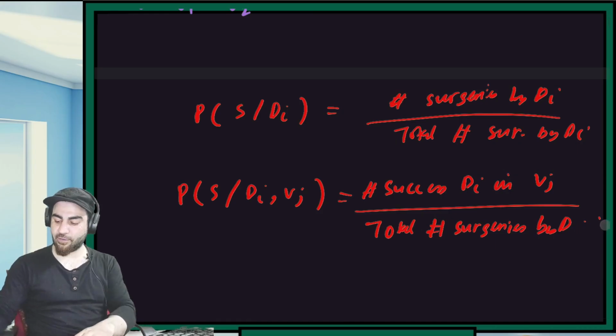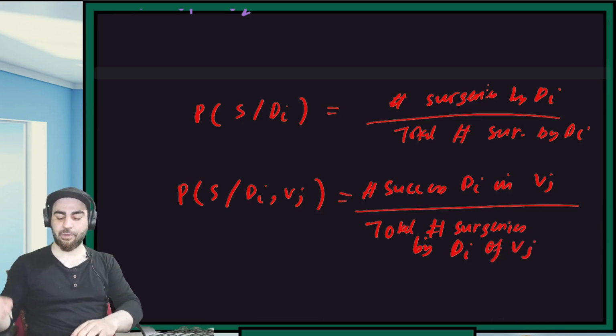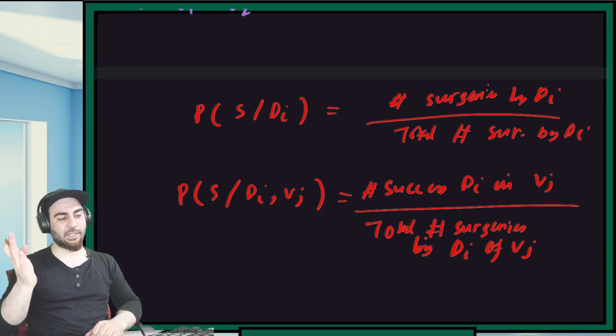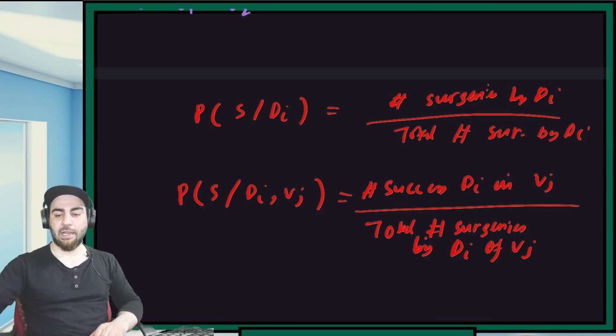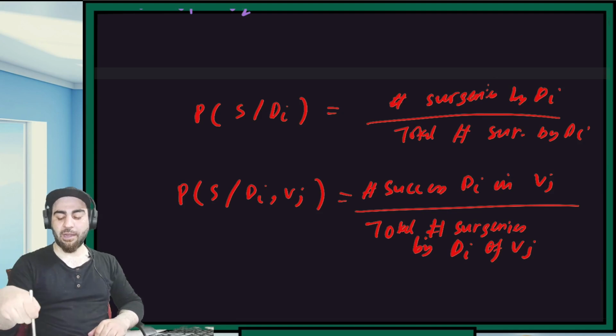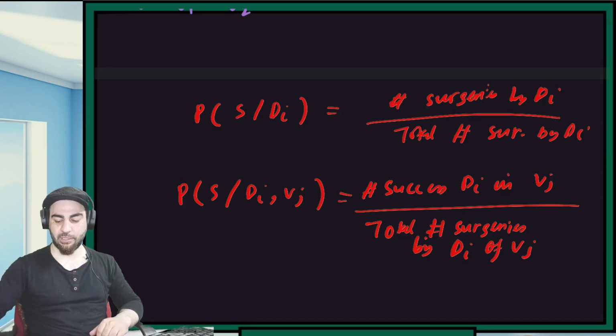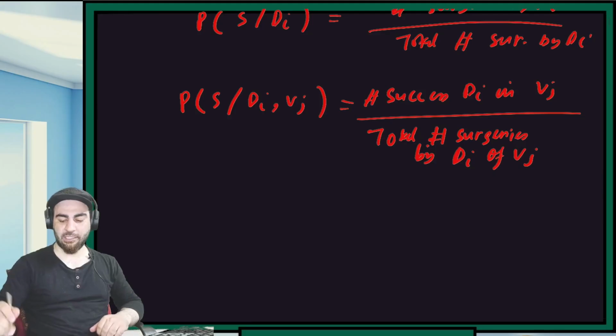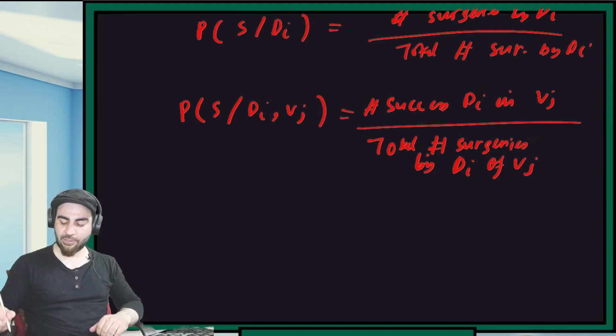Total number of surgeries which they perform. I think this is not visible over here. Total number of surgeries by Dr. DI of type VJ. This is what we want to compute. We are saying the probability of success given that the doctor has performed surgery, that is, the probability of success by Dr. DI given that he's performing VJ surgery. These are the things that we want to compute.